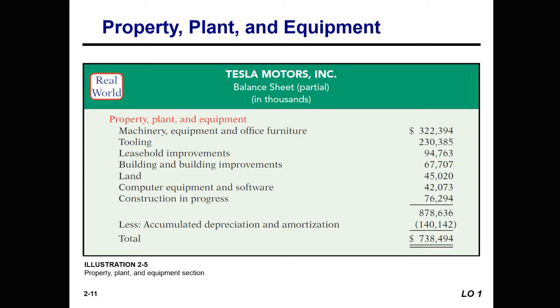There at the bottom, you'll see that of the $878,636 that they have actually paid and invested in property, plants, and equipment, to date they have expensed $140,142, leaving a carrying or book value of $738,494.